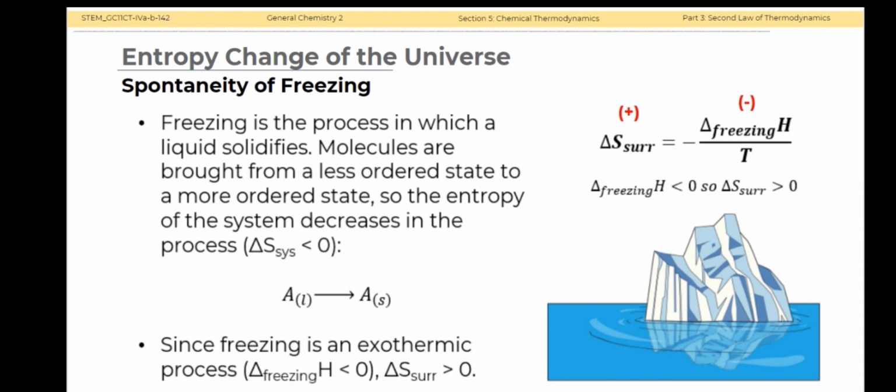Freezing is the process in which a liquid solidifies. Molecules go from a less ordered state to a more ordered state, so the entropy of the system decreases in the process. Since freezing is an exothermic process, or enthalpy of freezing is less than 0, the entropy change of the surroundings is greater than 0.